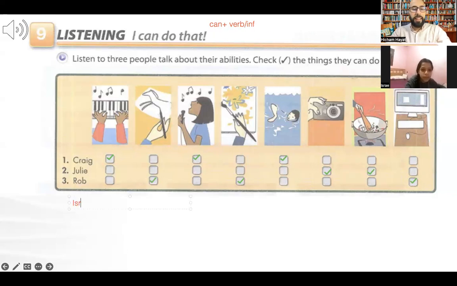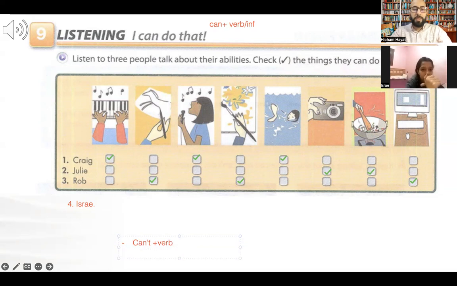Now let's go for Isra. Number four. What about Isra? I can... I don't can't. Sorry. You remember last time we said can't, not don't can't. Can't is the negative. I can't plus verb. Just verb. No ing, no s. Can't for the negative.